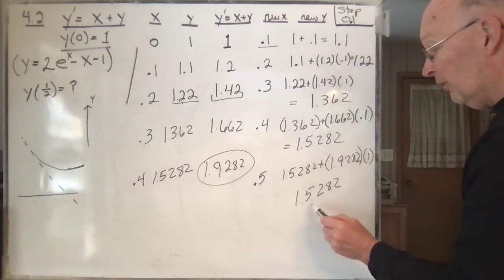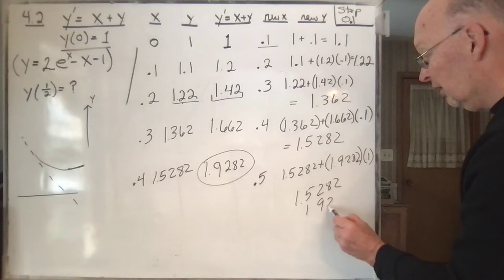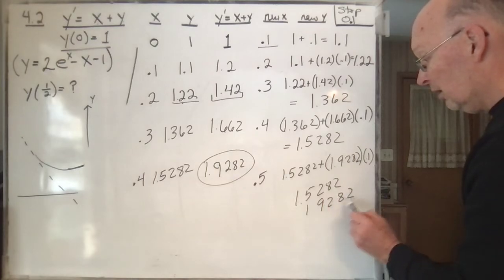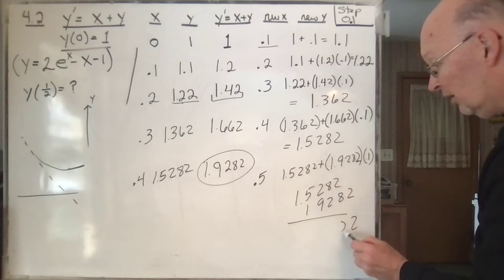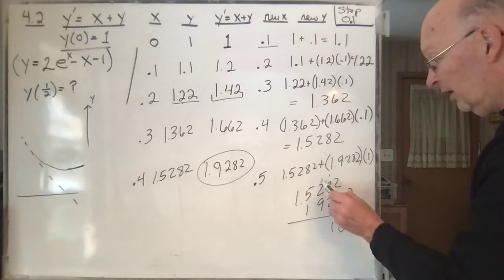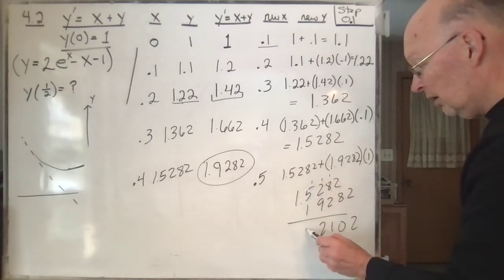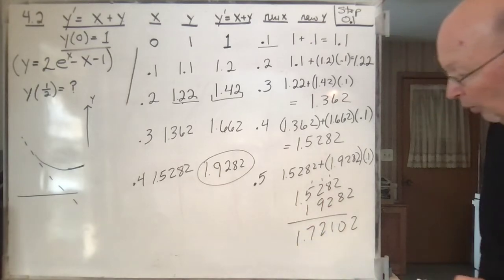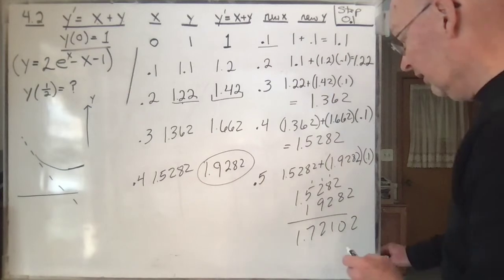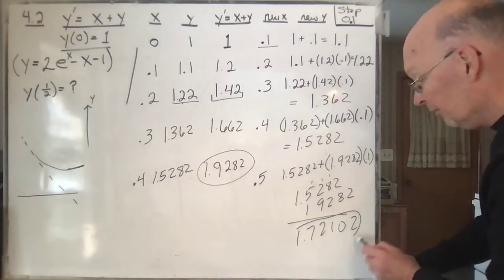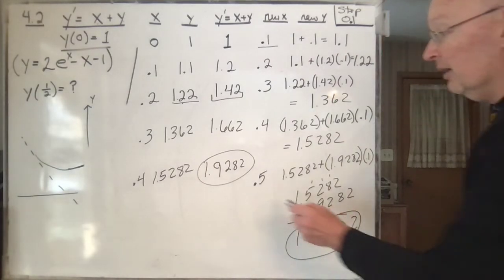1.5282, and we move this decimal place over. Did I do that right? It's going to be 1.72102. Yep, that's what I got right there. So there it is right there.